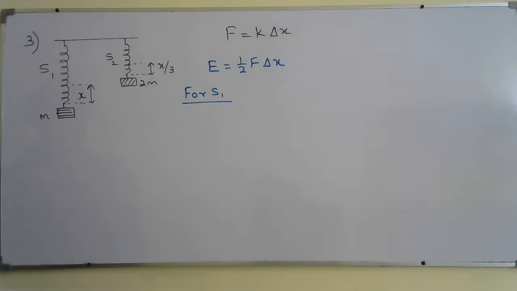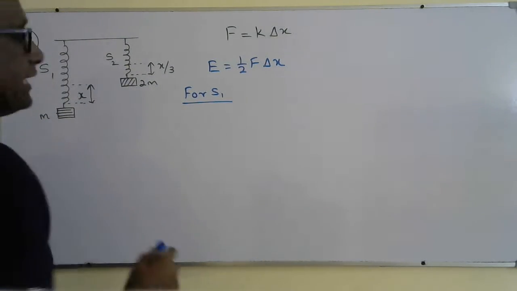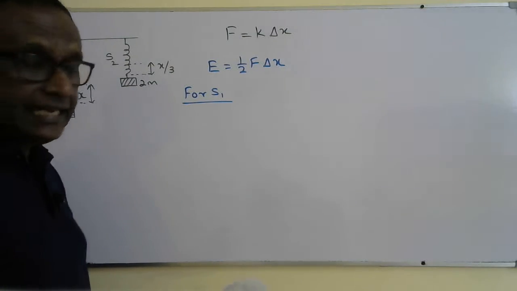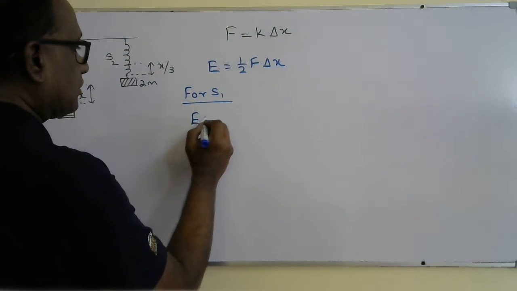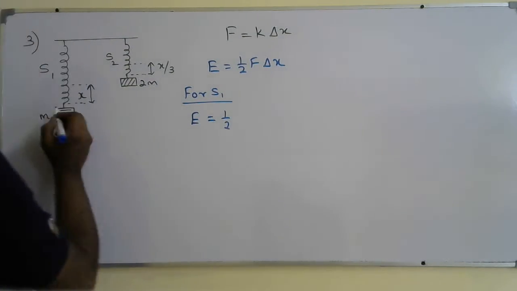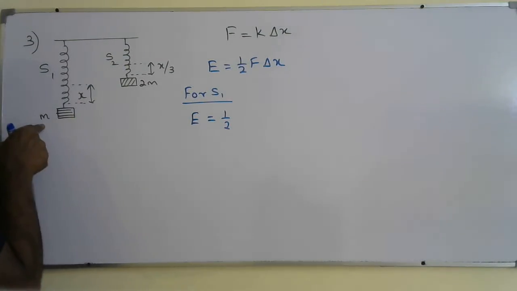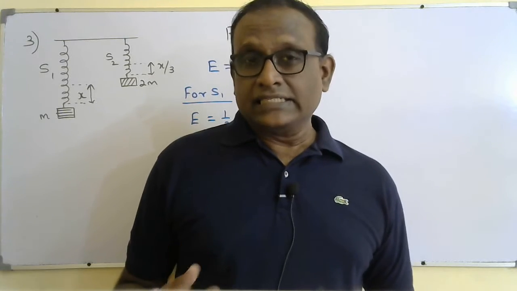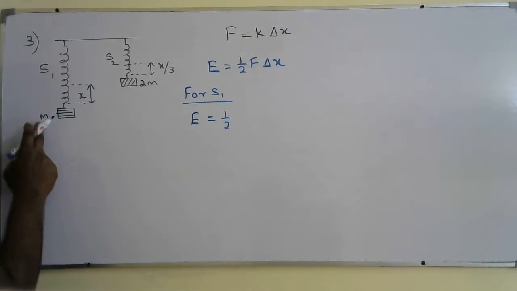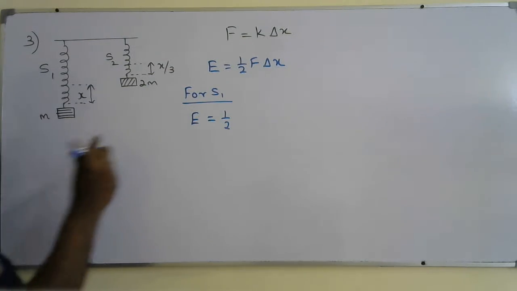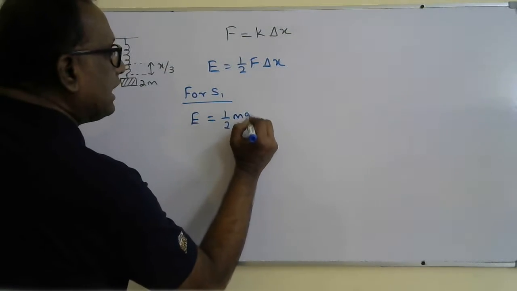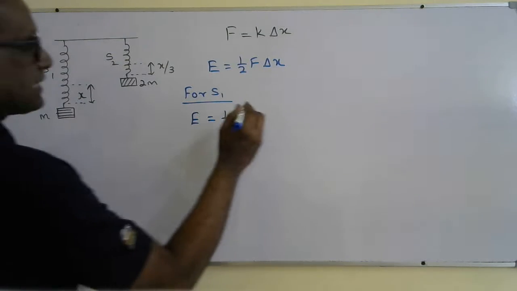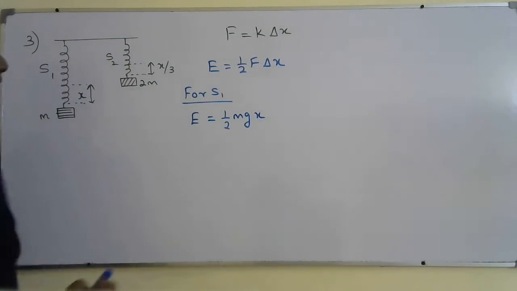For spring S1, the energy stored in it is given as capital E in the question. So E is equal to half the force exerted on the spring. A mass M is attached and the spring is at rest, so the tension acting on the spring will be equal to mg, the mass times g. So half mg, and the extension is given as x. That is the energy stored in spring S1.